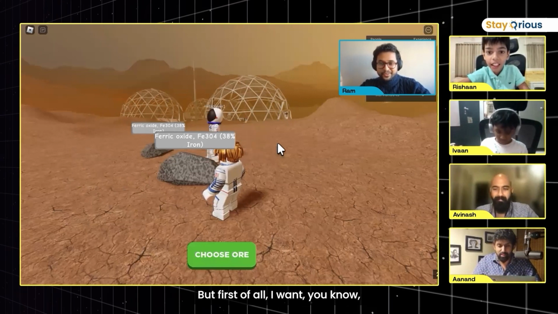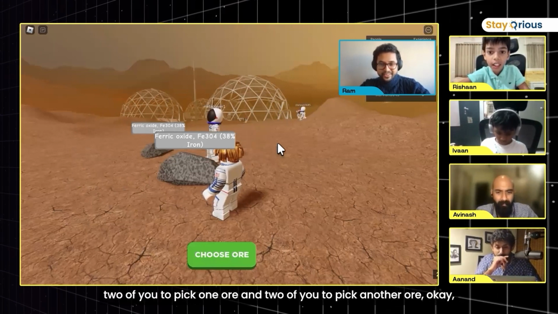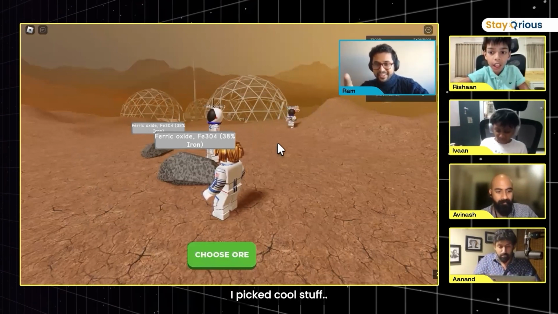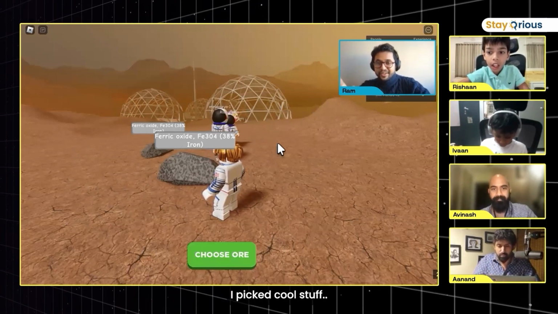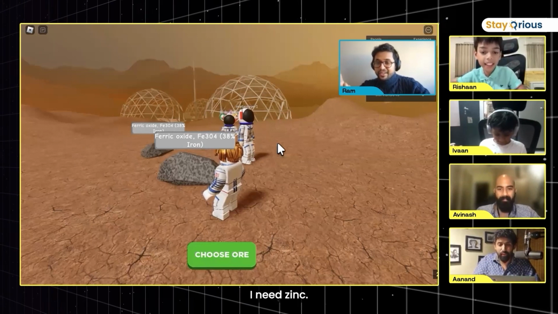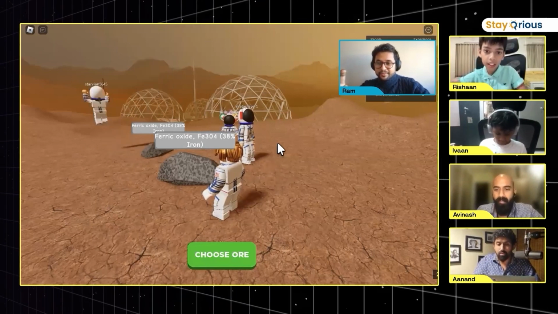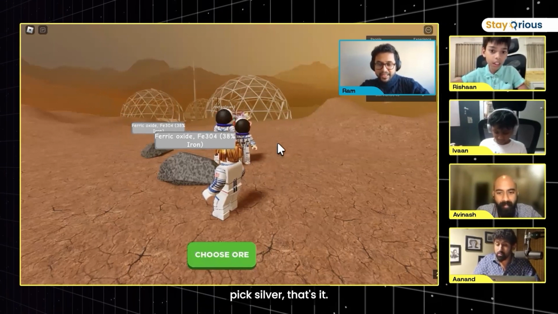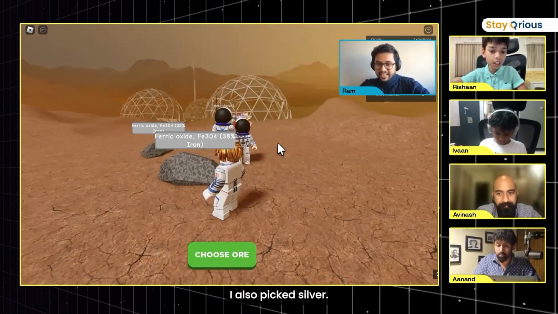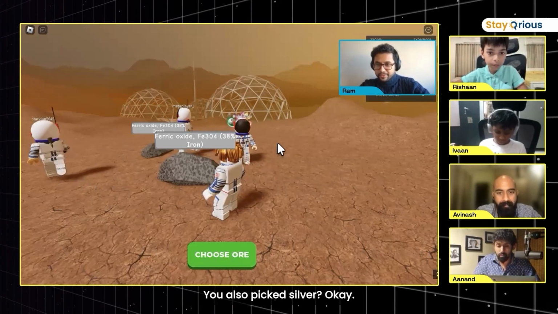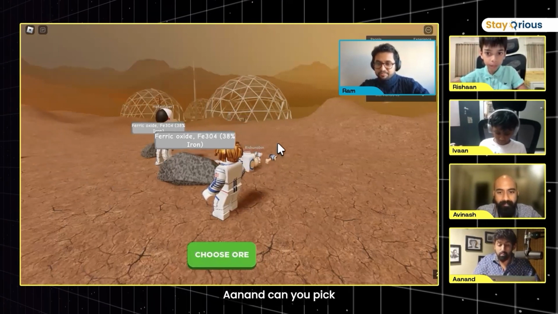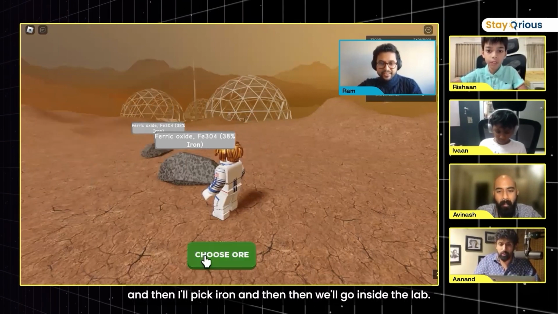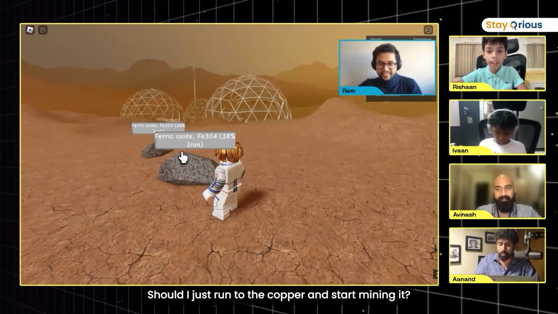But first of all, I want two of you to pick one ore, two of you to pick the other ore, and then mine that ore, and then we'll go inside our research lab. I picked zinc. No, I need zinc, so I'll pick copper. Rishan, can you reset your character and then maybe pick silver? Okay, I also picked silver. Anand, can you pick maybe copper? Sure. And then I'll pick iron, and then we'll go inside. Should I just run to the copper and start mining it?